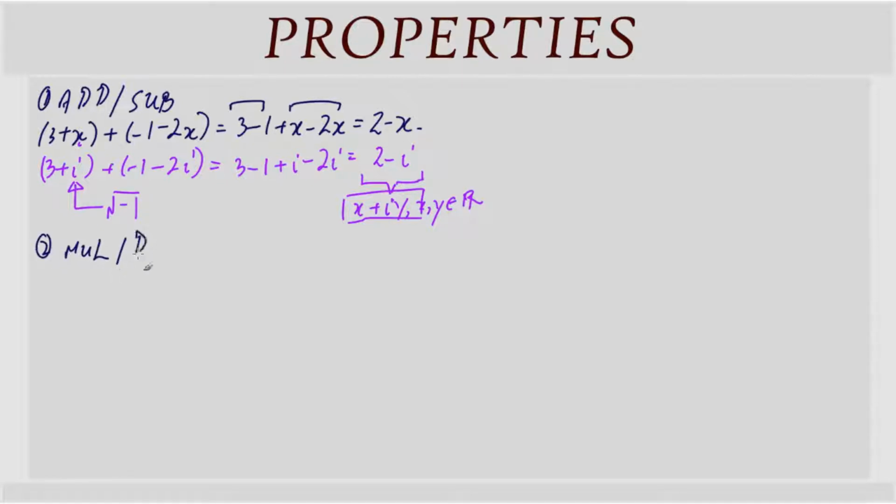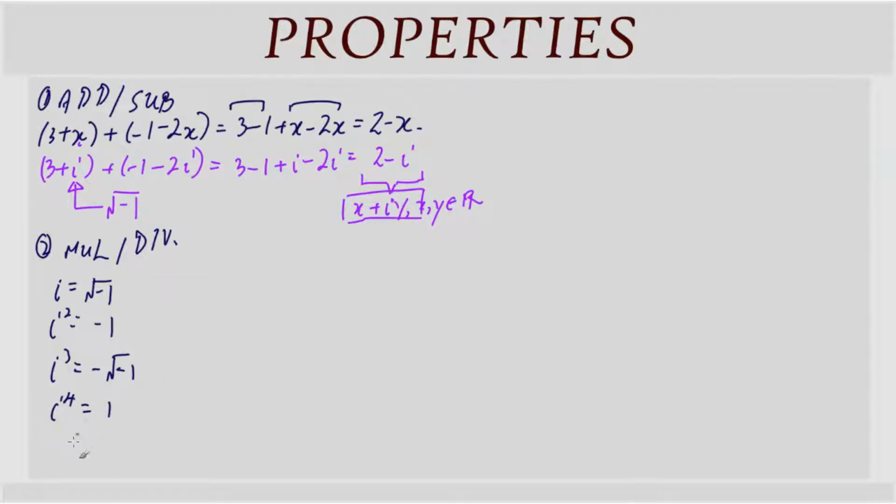So let's talk about multiplication and division. We know that i is equal to the root of negative 1. i squared is just negative 1 itself. i to the 3 is negative of the root of negative 1. And i to the 4 is equal to 1.